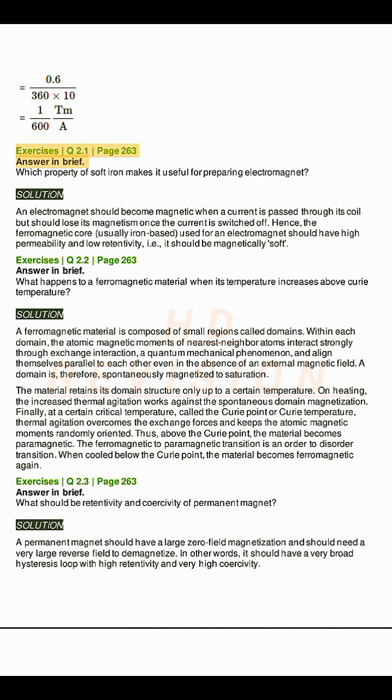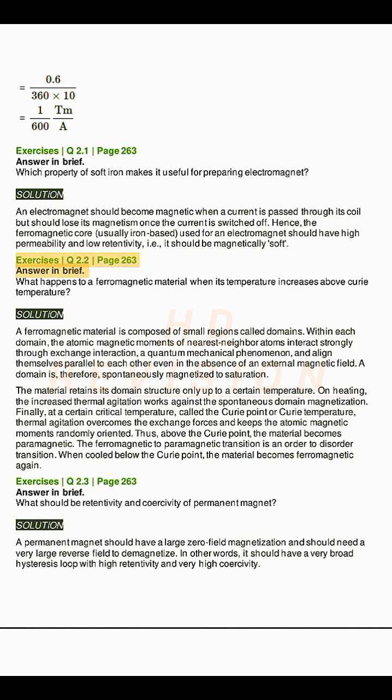Exercises Q2.1, page 263. Answer in brief. Which property of soft iron makes it useful for preparing an electromagnet? Solution: An electromagnet should become magnetic when a current is passed through its coil but should lose its magnetism once the current is switched off. Hence, the ferromagnetic core, usually iron-based, used for an electromagnet should have high permeability and low retentivity, i.e., it should be magnetically soft.